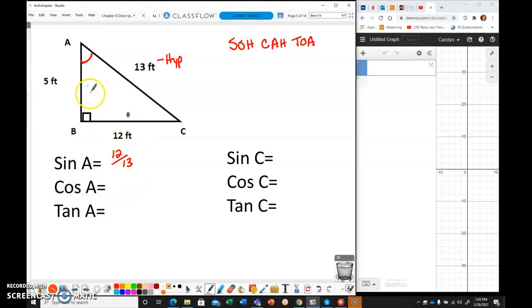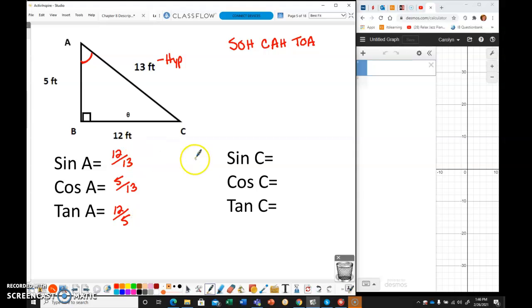If I'm looking for the cosine of angle A, cosine needs the adjacent side. Adjacent is the side that's touching, so that's the 5. So we'll do the 5, and we'll divide that by the hypotenuse, which is 13. When we're looking for the tangent, we want to figure out the opposite side and the adjacent side. So the way that I identified the opposite side is 12, and my adjacent side is 5. Now we could get the decimals for those, and that would give us the ratio of those two sides, or the hypotenuse and the side, to each other.